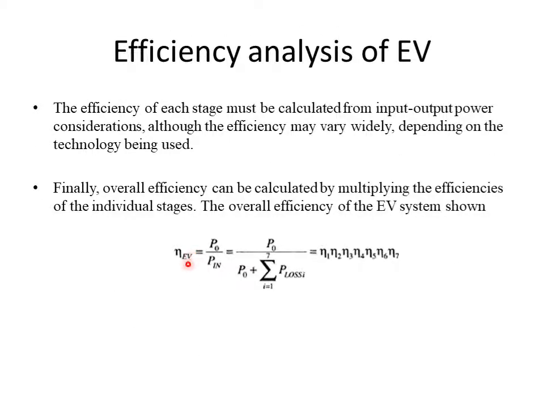If you take the total efficiency of the EV process, you can see it as P_0 by P_in, or P output by P input, and this can be written as output divided by output plus the losses. We have 7 stages, so the losses of the 7 stages added to the output power give the total efficiency, which is also the product eta 1 into eta 2 into eta 3 into eta 4 into eta 5 into eta 6 into eta 7.